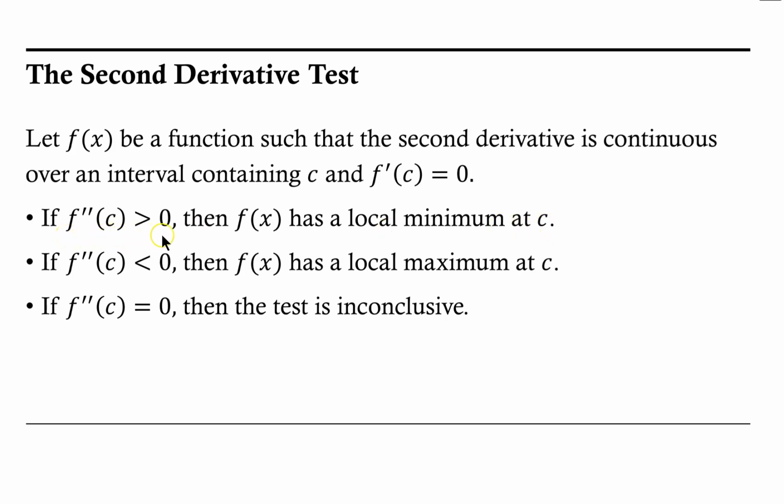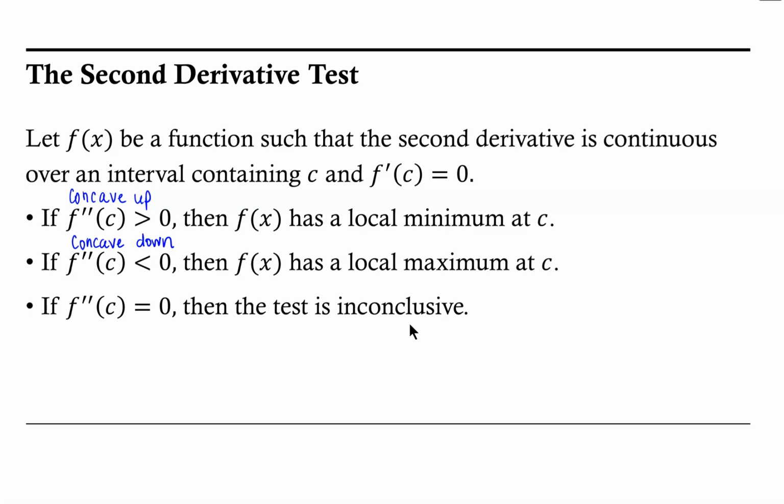Recall that f double prime at c being greater than 0 refers to the function being concave up. Let's note that. So this is the instance where the function is concave up, and therefore there is a local minimum. If f double prime at c is negative, then f of x has a local maximum. This f double prime of c being negative is the case where the function is concave down. Lastly, if the second derivative at c is 0, then we basically can't tell.